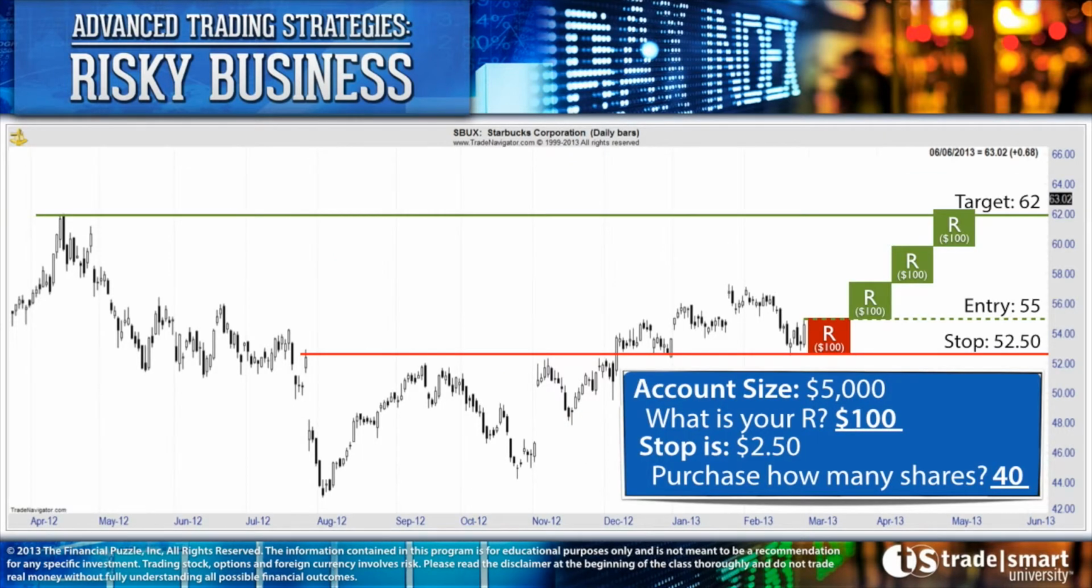And remember this example from Starbucks. Just a quick review. If somebody has a $5,000 account, the maximum they would risk on each trade would be 2%, or $100. In this example, the entry is $55, the stop is $52.50, and the target is $62. Your R is $100 and your stop is $2.50, so you would be able to purchase 40 shares.